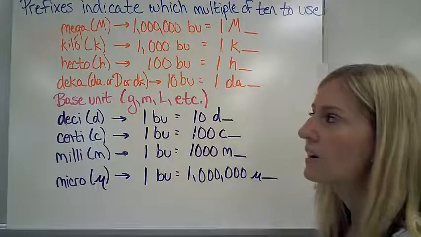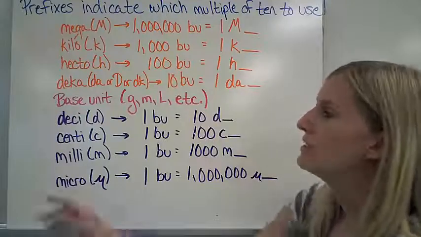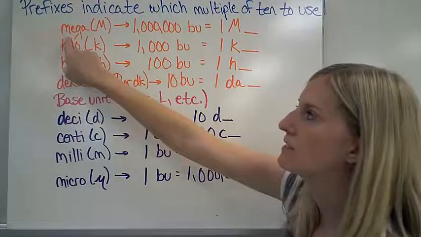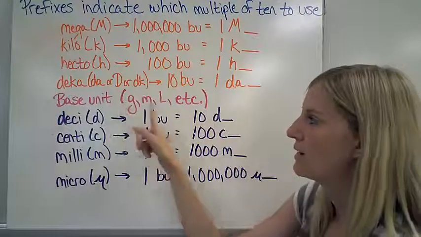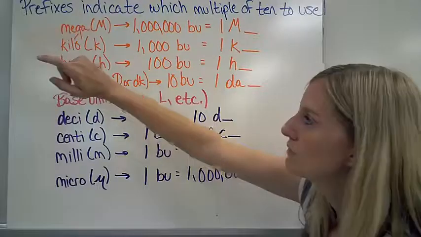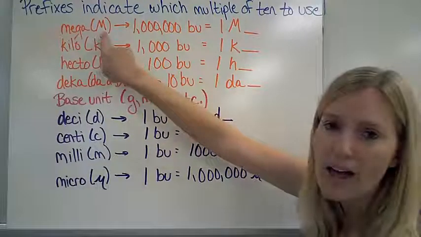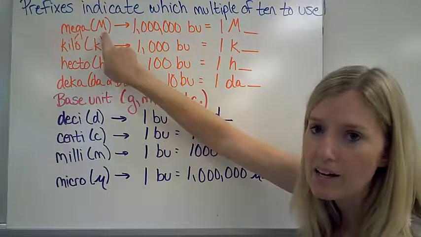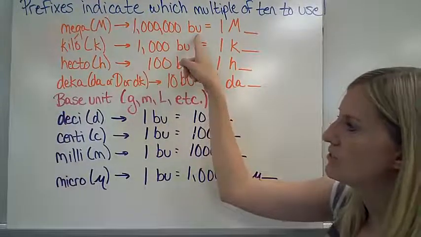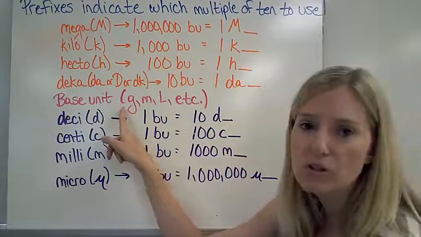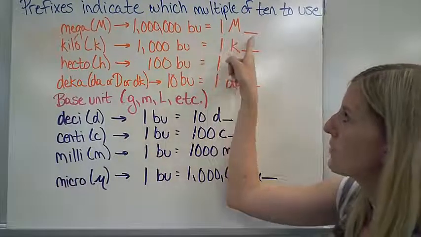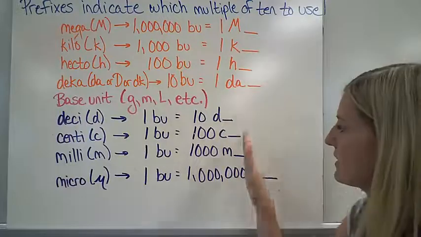So let me show you how this chart works. First, it's telling you the prefix. So we'll start up here with mega. Mega would be the prefix that I would put in front of gram, meter, or liter. So if I have a megagram, first of all, I use a capital M to represent mega. And that means that I would have 1,000,000 base units, so I would have 1,000,000 grams to equal just 1 megagram. That's why there are blanks here.